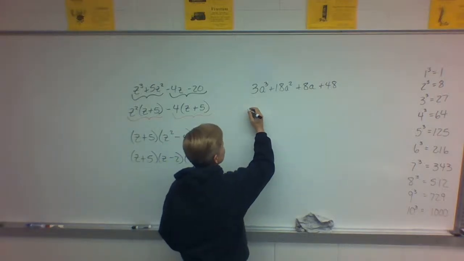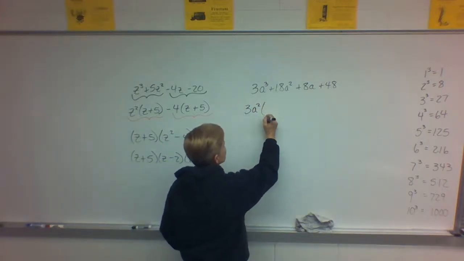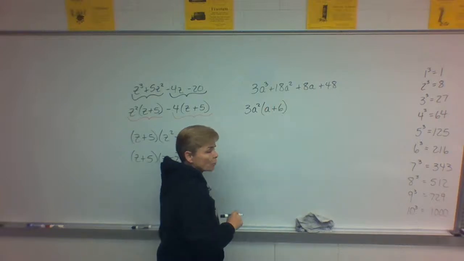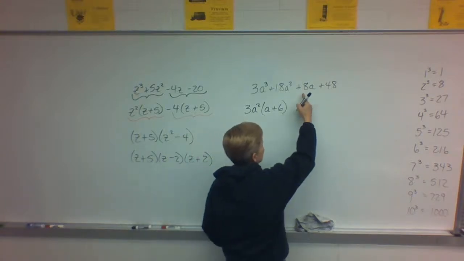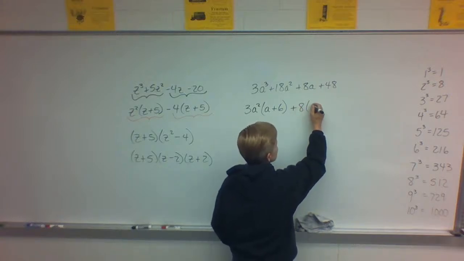Factor out what? 3a squared. And what remains? A plus 6. What do we expect to remain when we get done factoring that one? A plus 6. Do we get that? What's common to these 2? Positive or negative? I already gave it away. What's left? A plus 6.